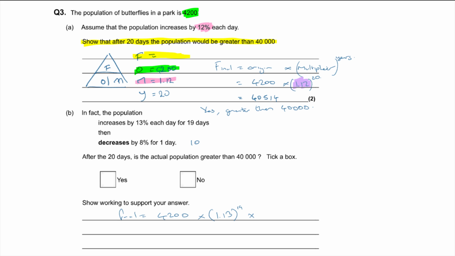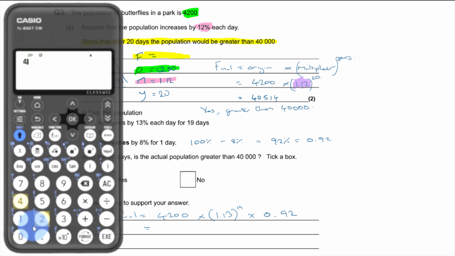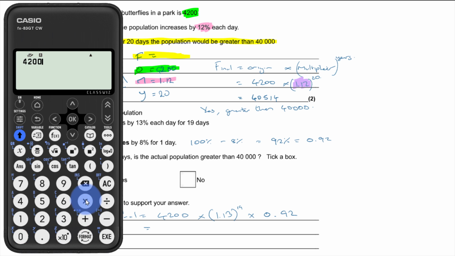So if you've got 100% and you subtract 8%, so it's gone down by 8%, that leaves you with 92%, which is a multiplier of 0.92. So I'm going to multiply it at the end by another 0.92 to see what difference that makes. Is it still going to be greater than 40,000? So let's find out. 4200 times 1.13 to the power of 19, and then times that by 0.92.